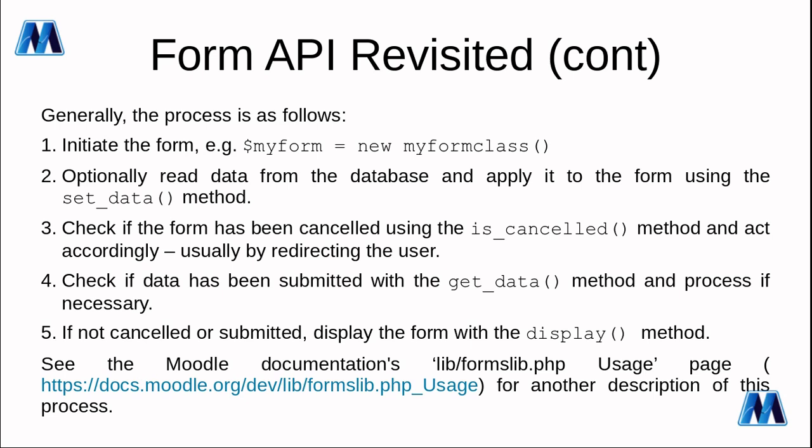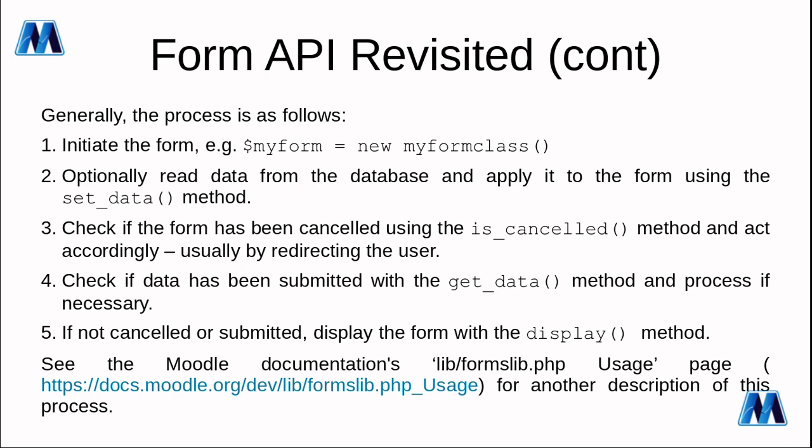If you've got an existing record, get it from the database, apply it to the form, check if the form has been cancelled. If it has, act accordingly. We could have switched those two. Check if the data has been submitted, if the submission has been done with get data or is submitted, and then process that, and then redisplay the form if you wanted to, or you could redirect after processing the data. So there's a link in this presentation to how you would use the forms in form process.